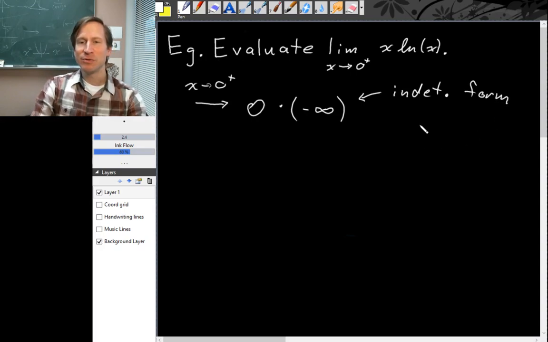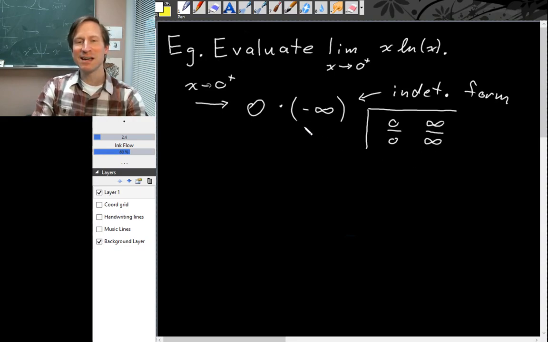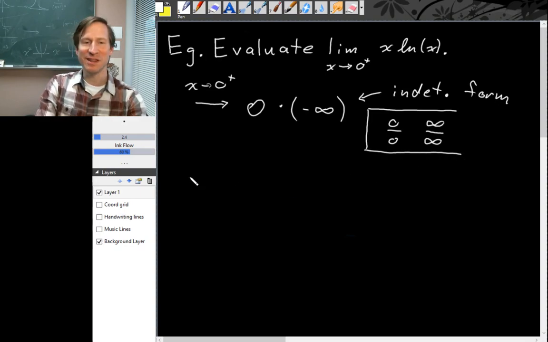And we've actually seen a couple indeterminate forms before. The two that we've already looked at for L'Hopital's rule are 0 over 0 and infinity over infinity. Now it's tempting to think, because this is an indeterminate form, we could do a L'Hopital's rule-like calculation with it.